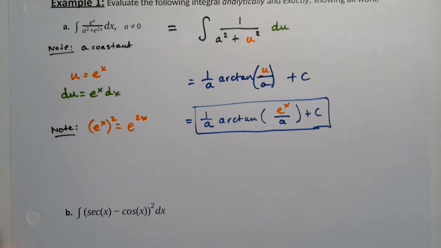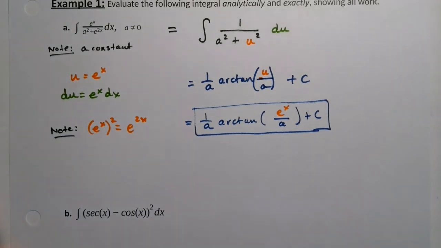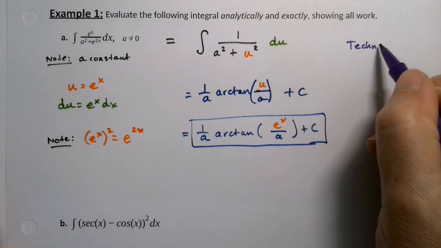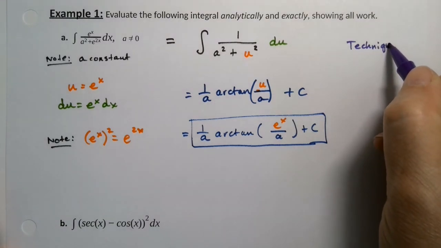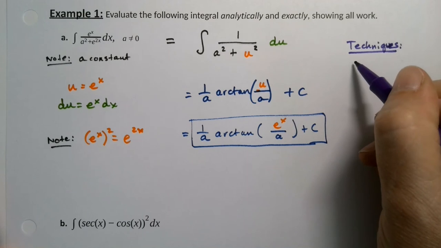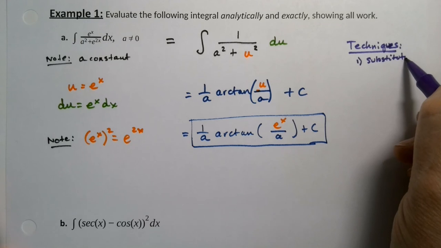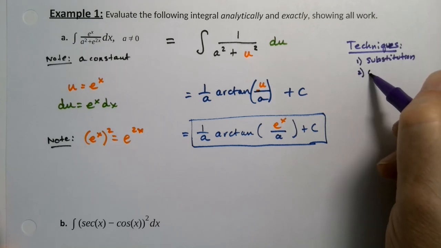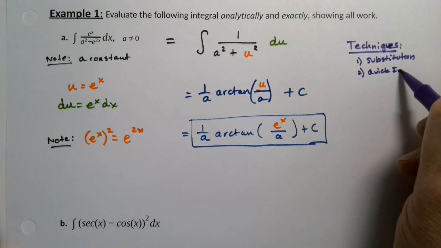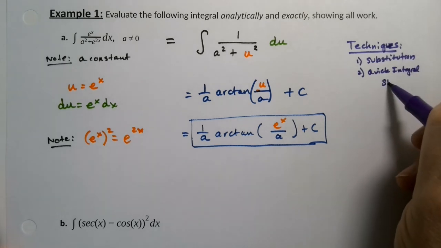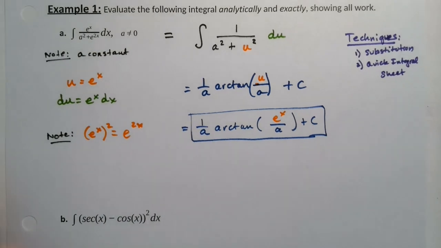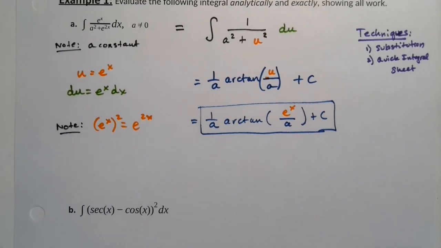All right, so let's think about the techniques we used. The techniques we used, oops, if I could spell the word techniques, there we go. We used substitution, and we used our quick reference sheet. And I keep saying quick. You might be wondering why, and it's because there's another one coming in about another section or two. I think it's the next section. So there'll be more coming, I promise. All right, so let's look at the next one.